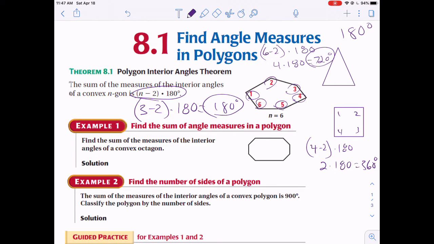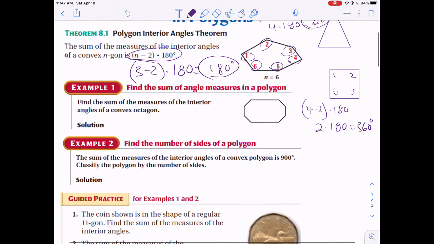Okay. Now we won't do example 1 because it's a big number of sides, but if you want to try here real quick, you can probably do this. I'm counting the sides. So 1, 2, 3, 4, 5, 6, 7, 8. It has 8 sides. And I'll set it up for you. I just don't have a calculator with me. So it's going to be 8 minus 2 times 180, or 6 times 180. And that will be how many degrees that is for that particular polygon.